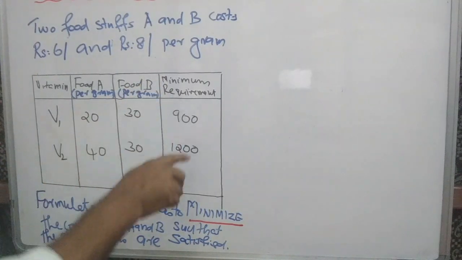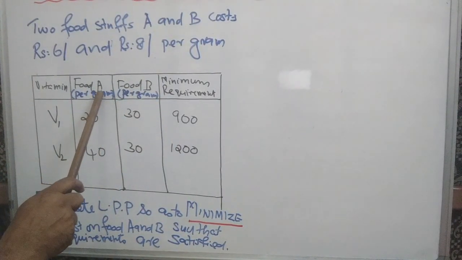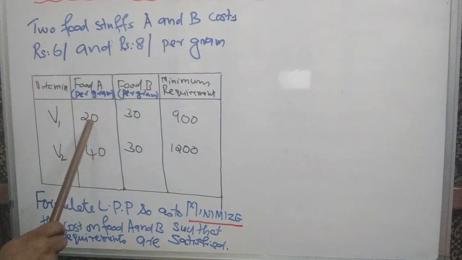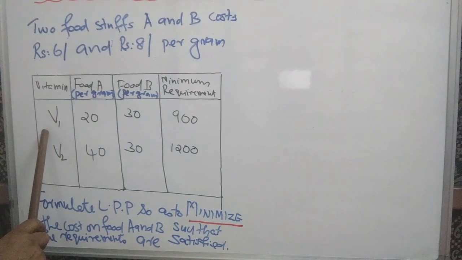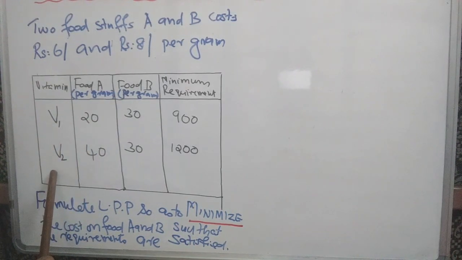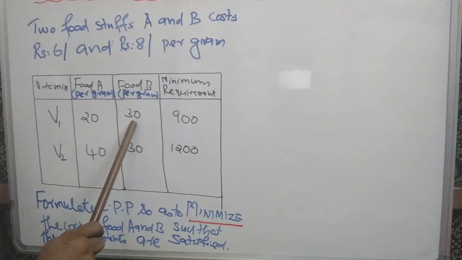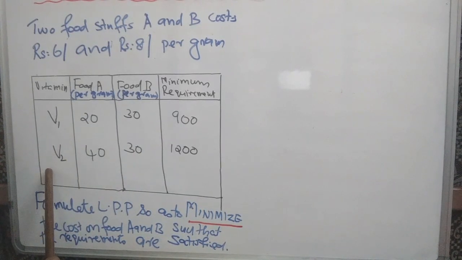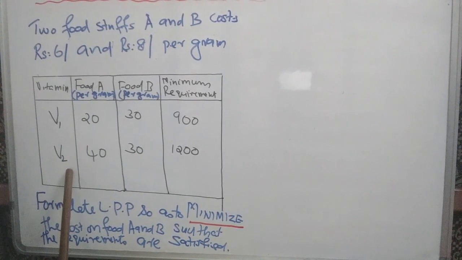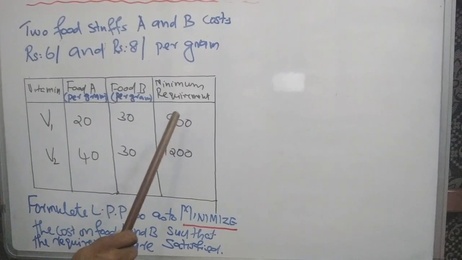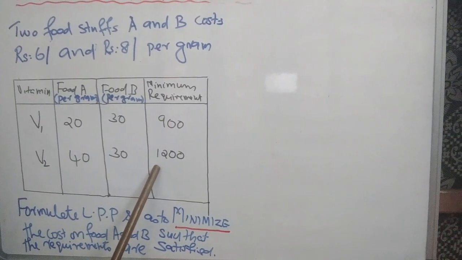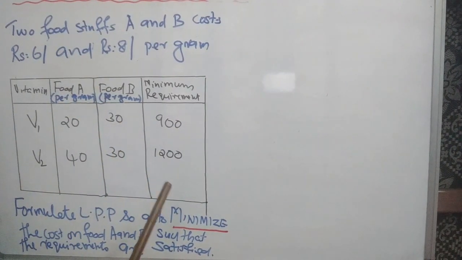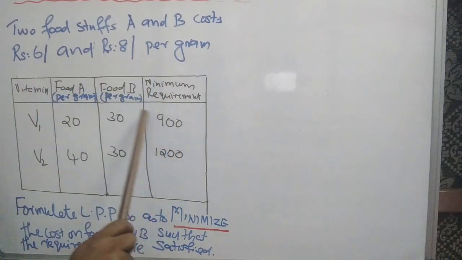And one more piece of information is there. Food A contains 2 types of vitamins, B1 and B2, and per gram it contains 20 units of vitamin B1 and 40 units of vitamin B2. From food B per gram, 30 units of vitamin B1 and 30 units of vitamin B2 are available. But one more, the minimum requirements of vitamins are 900 and 1200. That is, we have to formulate a problem to minimize the cost of foodstuffs subject to satisfying these requirements.